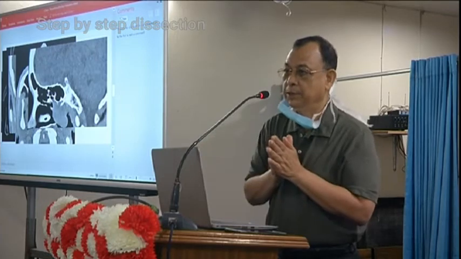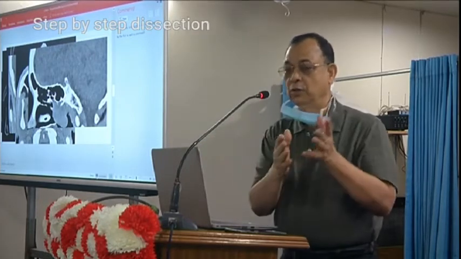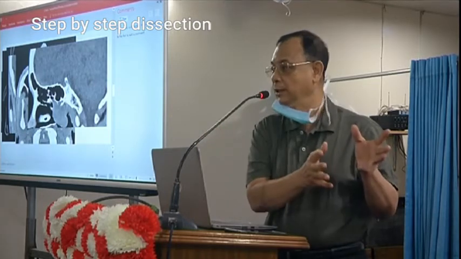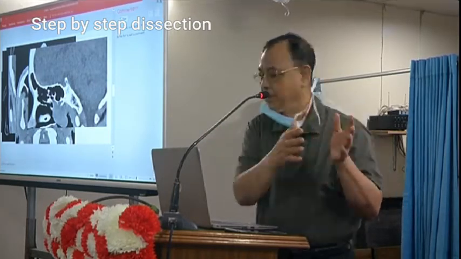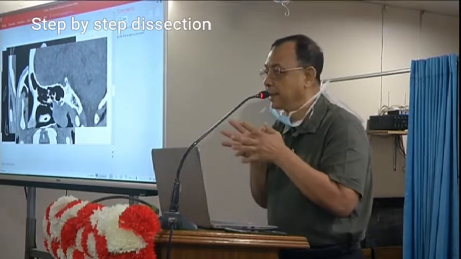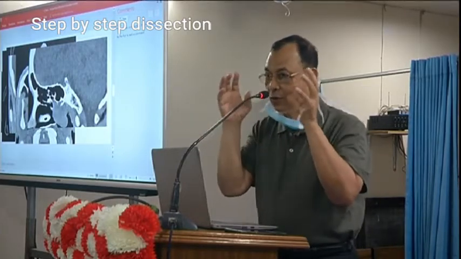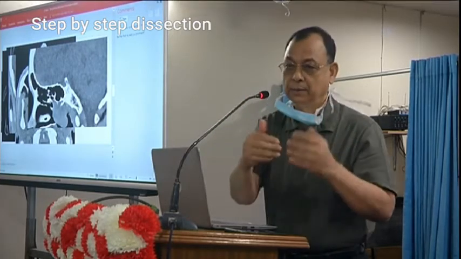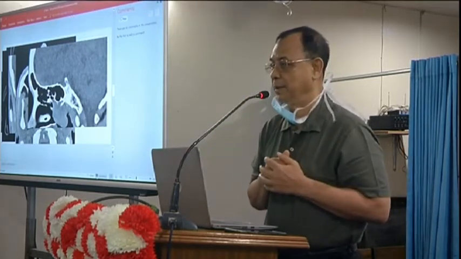So what is the step-by-step dissection? It goes through the inferior orbital fissure, the superior orbital fissure, the pterygopalatine fossa, and the pterygomaxillary fissure. These are the fissures where the tumor can travel. So you address all the fissures in the skull base, then you can address the angiofibroma.